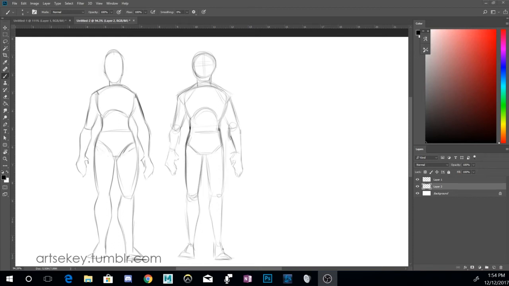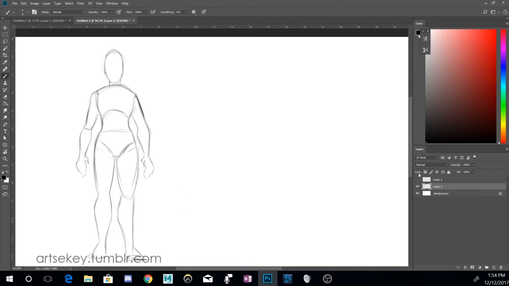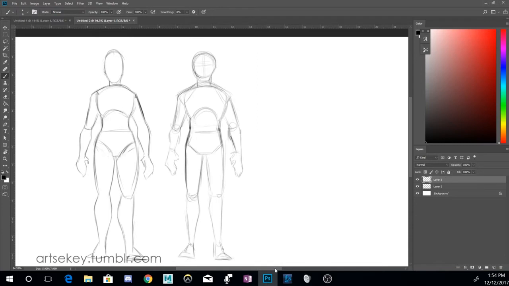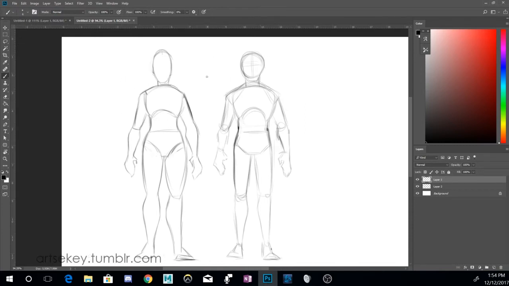Hey guys, so someone asked me about how to deconstruct male anatomy, and I figured since I got the question, I might as well do both male and female anatomy and break it down how I break it down.